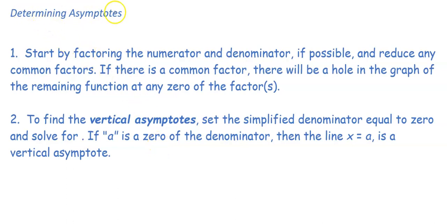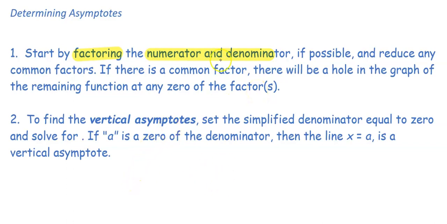Alrighty, so in this video we are going to talk about how we're going to determine our asymptotes. If we have a rational function, one with a fraction, we're going to start by factoring both the numerator and the denominator. If possible, get rid of our common factors. Just cross them out. If there's a common factor, there's going to be a hole in the graph at the remaining function at any zeros of those factors. We'll show you what that means in a minute.